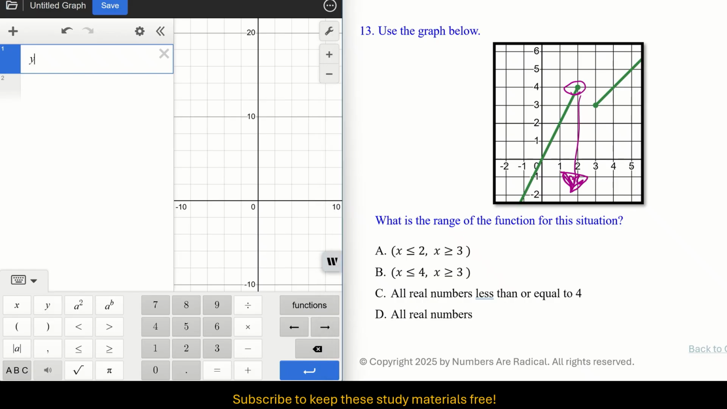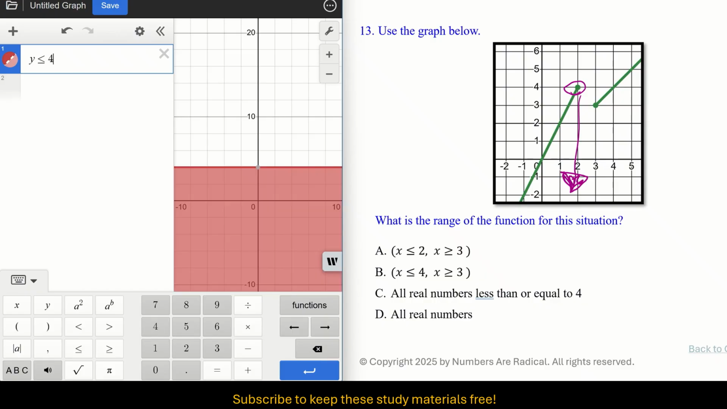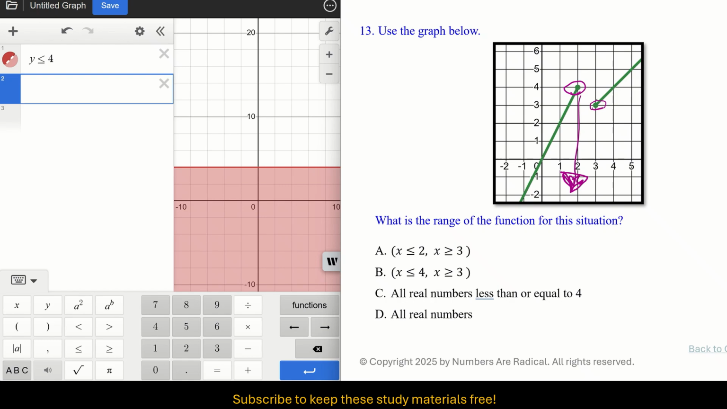Okay, so what do we do? We do y is less than or equal to 4. Notice it does shade in for us. Okay, now go to the second line. And for this one, we want to start at 3, but we want everything that goes up. Now, why am I going up and down? Because we only want the range, and that would be everything that's parallel to the y-axis. So we only are concerned with y values.